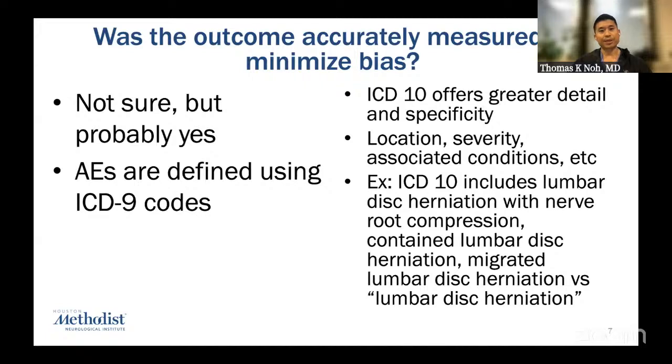Was the outcome accurately measured to minimize bias? I wasn't really sure, but probably yes. I thought that the adverse events, because they were defined using ICD-9, are a little less relevant because there have been some changes over time with ICD-10. Just using lumbar disc herniations as an example, ICD-10 has increased the specificity of those types of diagnosis codes. So you might have a lumbar disc that's caudally migrated or herniated and so on and so forth. Those things are going to be missed because they were using ICD-9 codes.